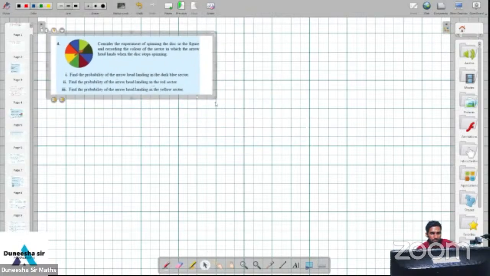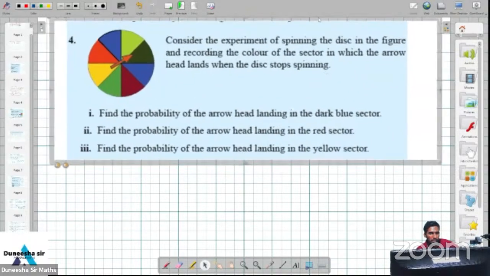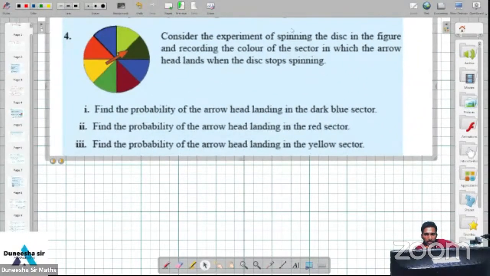Okay. Look at the next experiment. Consider the experiment of spinning the disc in the figure, recording the color of the sector in which arrowhead lands when the disc stops spinning. Okay, find the probability of arrowhead landing in the dark blue. How much is the sample space? What is the number of all the possible outcomes? Sample space.